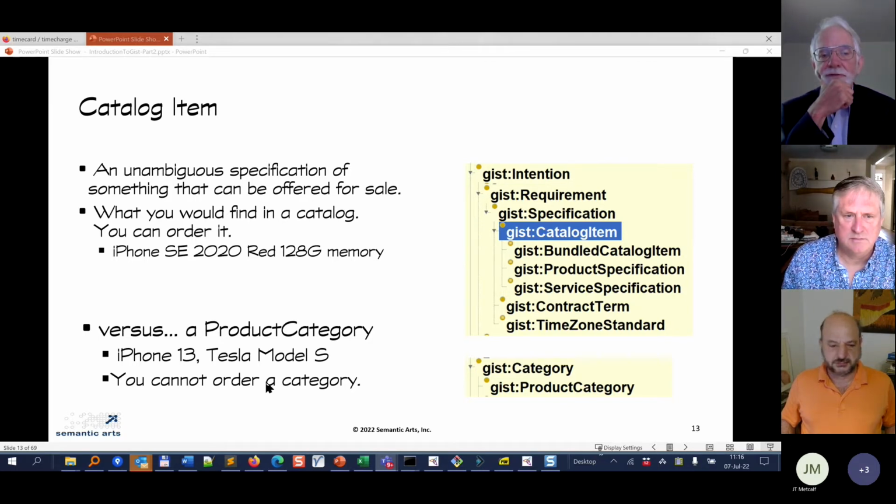You can't walk into an Apple store and say, please give me an iPhone 13. How much does it cost? They're going to look at you like, what do you mean? Which one? So that's really a category. In fact, the iPhone 12 is a category. iPhone 8 is a category.